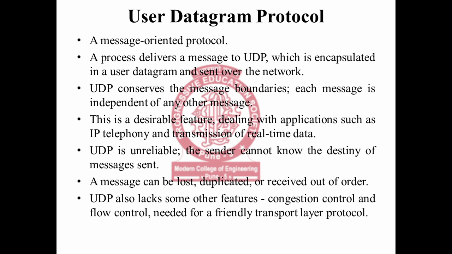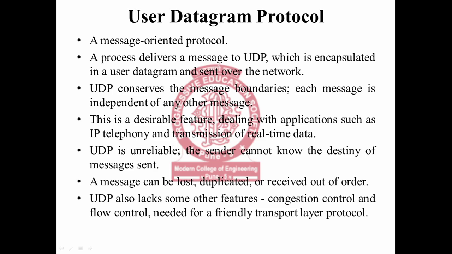So user datagram protocol is a message oriented protocol, and in this transport layer we are communicating from process to process. The process delivers the message in which the user datagram is there and it is sent over the network. UDP conserves the message boundaries, so each message is independent of any other message. This is desirable when we are transmitting real-time data.